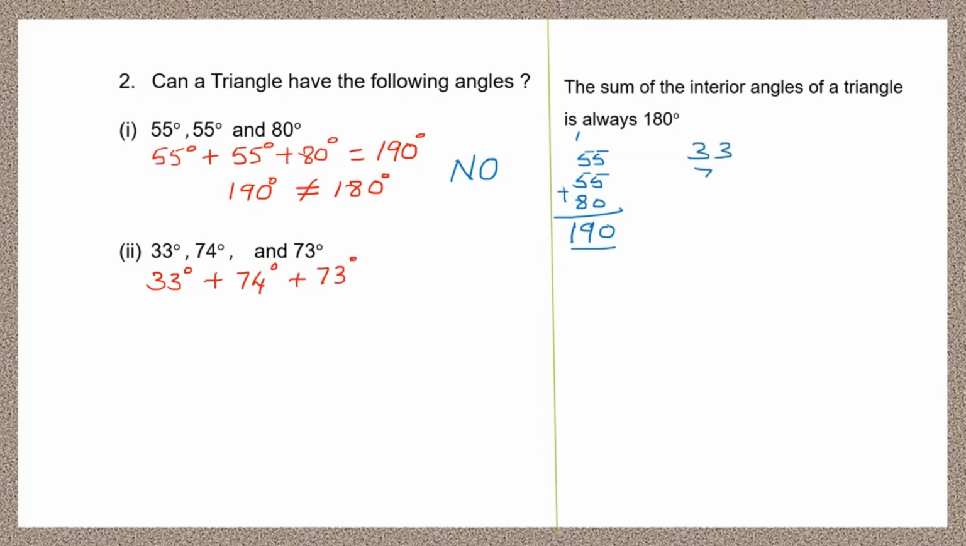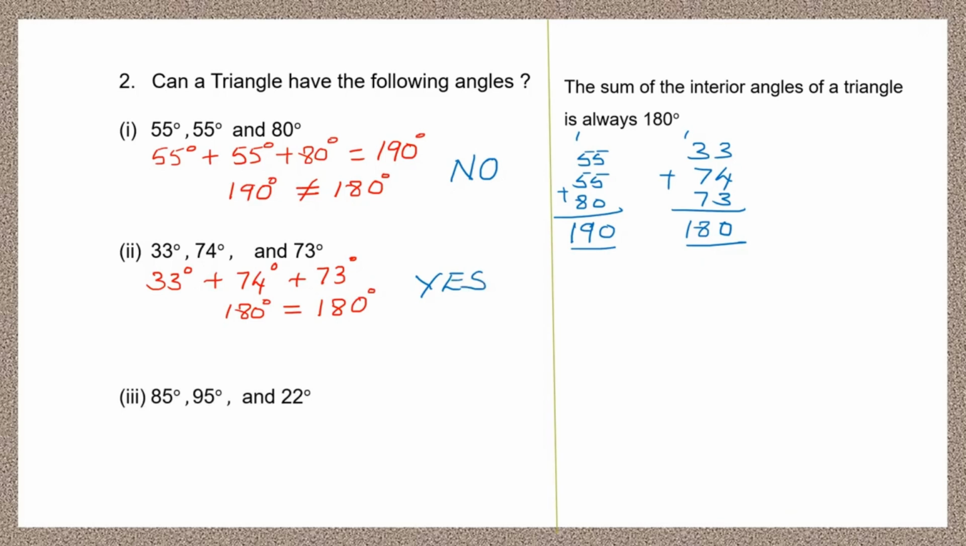74 and 73. 3 plus 4 is 7. 7 plus 3 is 10. I carry 1. 7 plus 4 is 11. Plus 7 is 18. So I've got 180. So 180 degrees is equal to 180 degrees. That means a triangle can have these three angles because they add up to 180 degrees. So the answer here is yes.